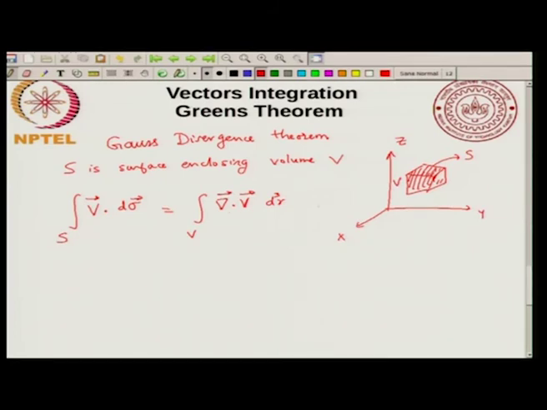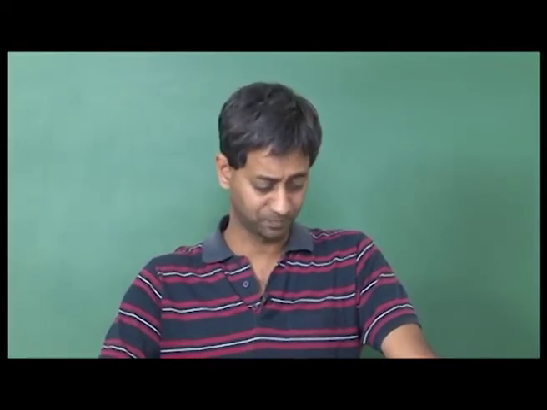So, if you have a complicated volume integral, then you will convert it to a surface integral. In other cases, the surface integral might be difficult to do, and it might be easier to write the volume integral. So, based on your problem, you can go from surface integral to volume integral and vice versa. This is known as Gauss divergence theorem.